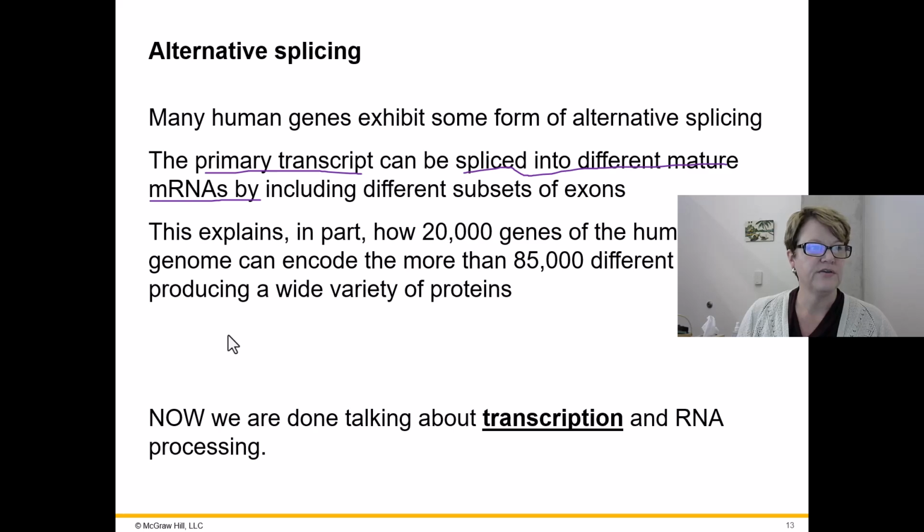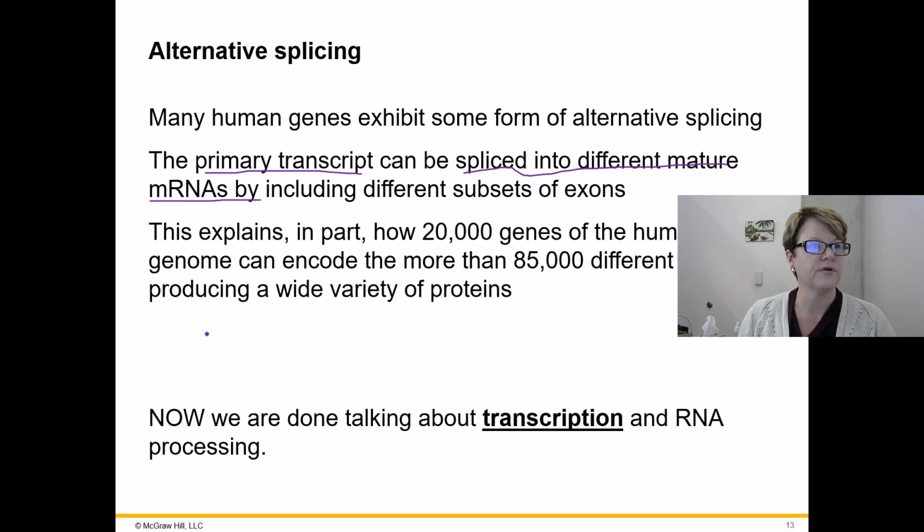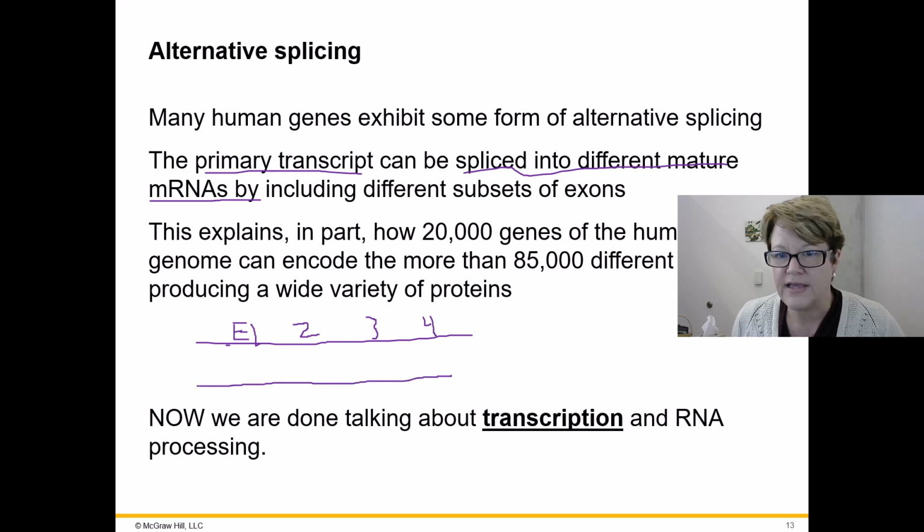So let me draw a picture here. Let's say, let me go back to this slide. Let's say you had in this transcript, there are 4 exons and 4 introns in the primary transcript. So what can happen is, after splicing, it's possible to get a final mature mRNA that has, for example, exon 1, I'm just going to draw it like this, exon 2, exon 3, and exon 4. But you could also get a version of that which only has exon 1, 2, and 4. So exon 3 has not been included in this particular mRNA.